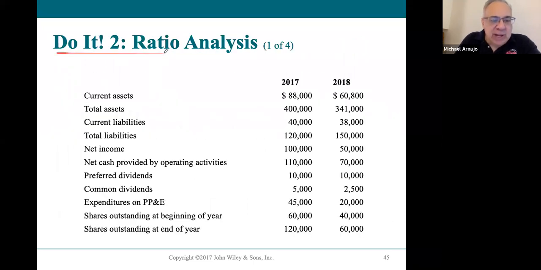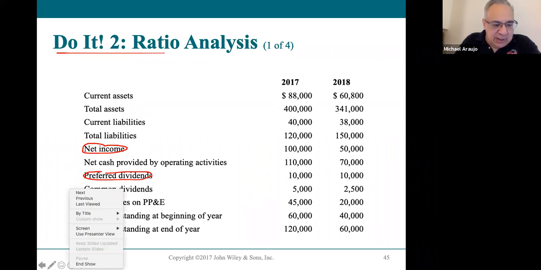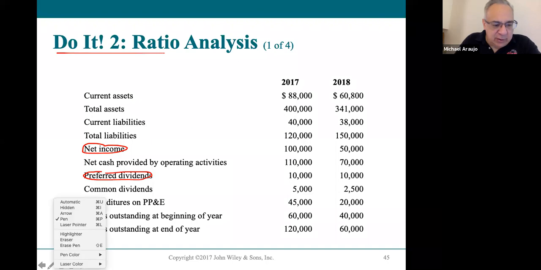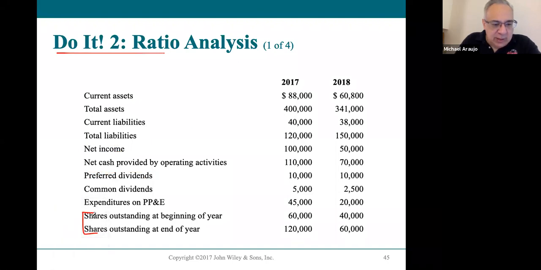And then there's a do it exercise for ratio analysis. Again, the first ratio we looked at was earnings per share. For earnings per share, you need your net income. You subtract out your preferred dividends, and you divide it by the shares outstanding. That formula is already provided for you, and so it shouldn't be a problem.